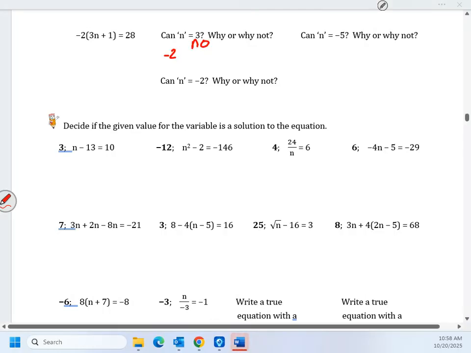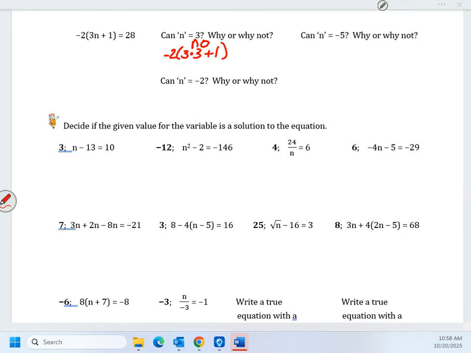So -2 times 3 times that n of 3 plus 1 equals 28. So first I do inside parentheses. 3 times 3 is 9 plus 1 is 10. So -2 times 10, does that equal 28? -2 times 10 is -20. -20 does not equal 28.